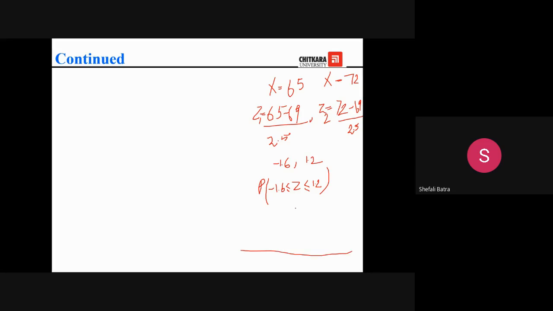So now you will again draw this curve, and this is your 1.2 and this is your minus 1.6. So you need to find out the area in between. So you will be getting this area. Now get this area, and then we'll be multiplying that probability with 1000. Get it?